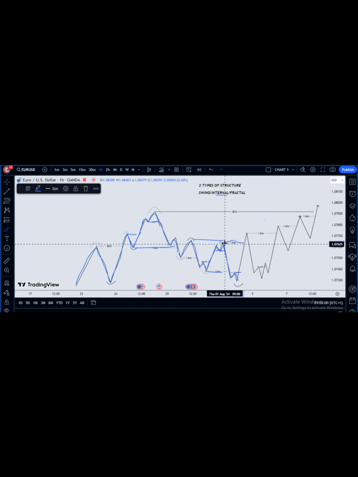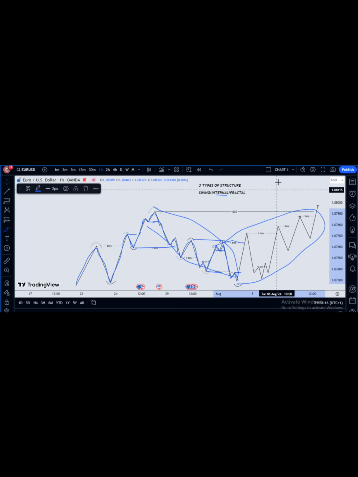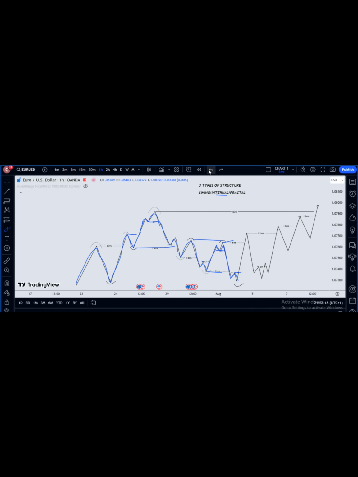Some people call it a change of trend. Yes, it's a change of trend, because this was a bearish internal trend here, and now it is shifting to a bullish internal trend. So you can call it an internal change of trend if that will help you understand more. So you wait for that.